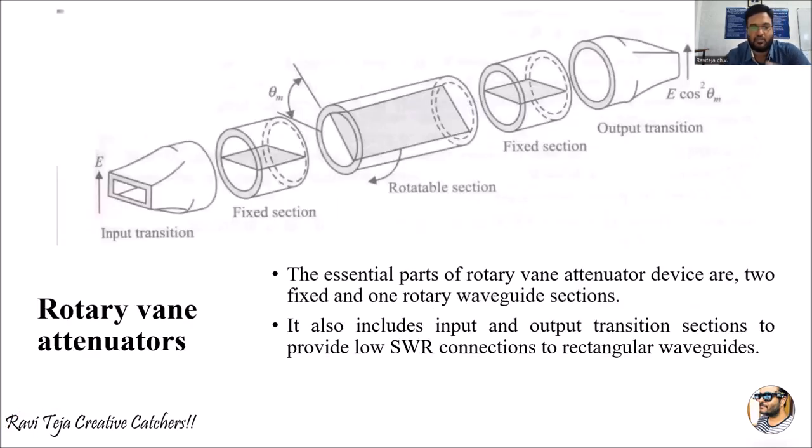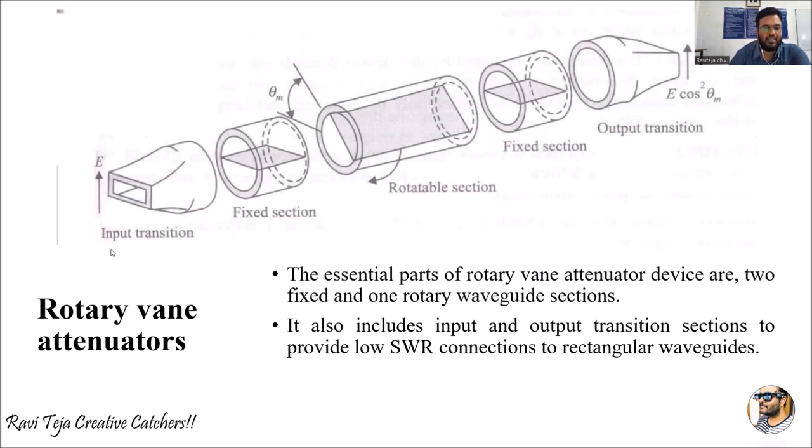Next come the attenuators called rotary vane attenuators. If you see the diagram, there is a flute-like cylindrical structure, which is segmented into several parts. The first part is the input transition. The second part is the fixed section. The mid part is the rotatable section. The fourth part is the fixed section again. And the fifth is the output transition.